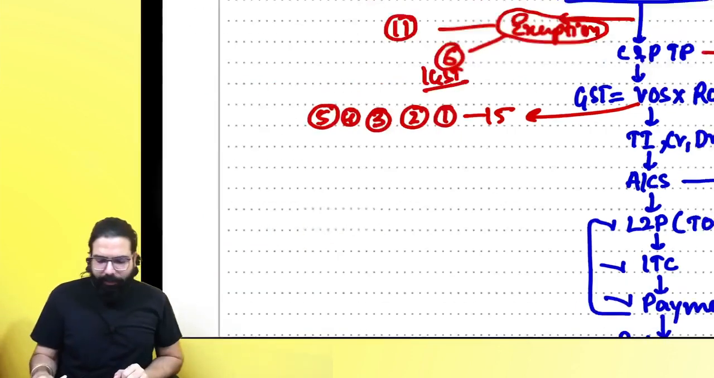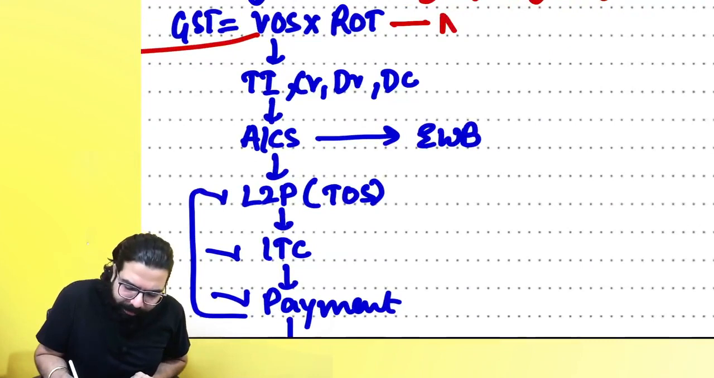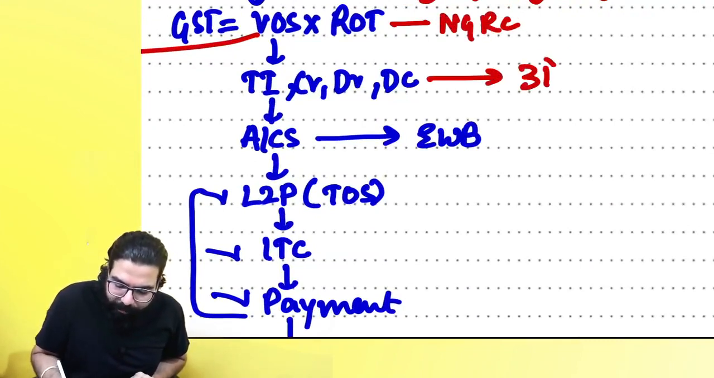34 and 35. Everyone over here, rate of tax will be notified by the government on the recommendation of the council. Tax invoice, section number 31, we learned.